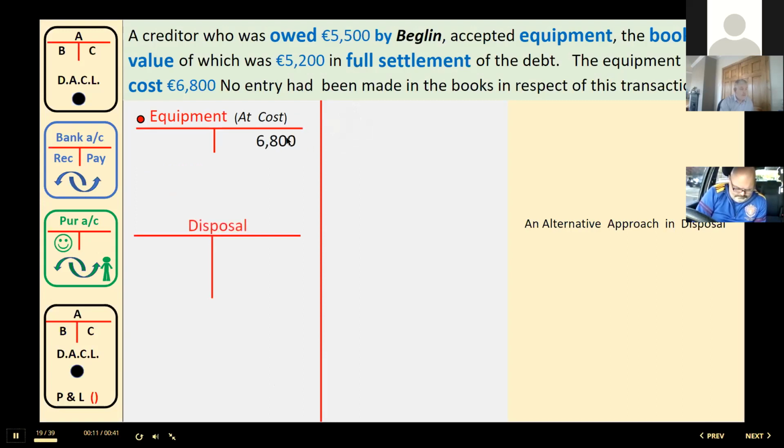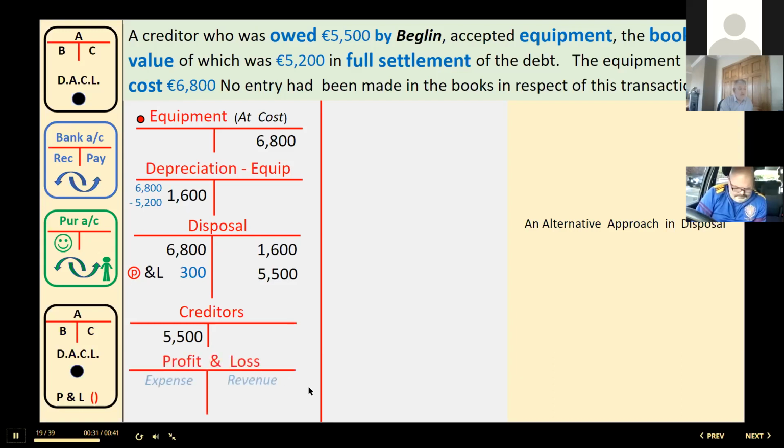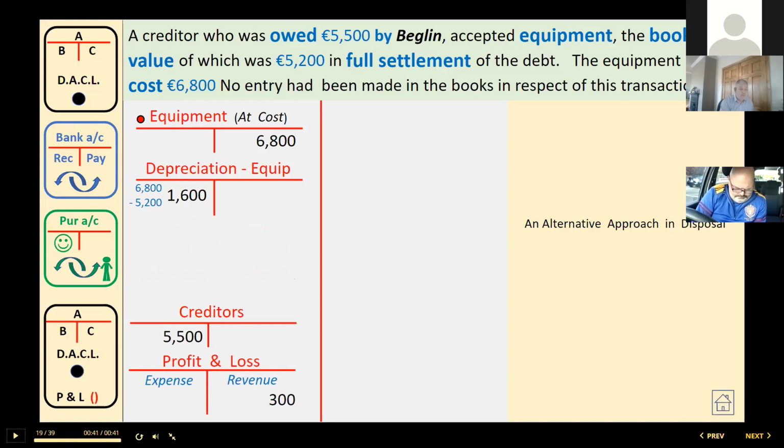okay, again, same thing's happening. Take the cost to a disposal, take the depreciation to a disposal. But this time, putting the full amount that the creditor is coming down by, not the 5.2, the full 5.5, and writing it up as a profit on disposal of 300, and it works out exactly the same either way. But you could look at a solution and you could see a different wording. You could see profit on disposal, or you could see discount, and it would be the same thing.